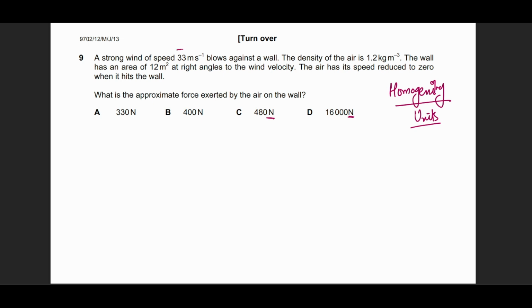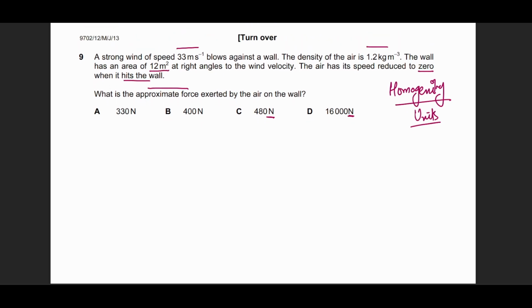Now, it tells me that the wind speed is 33 meters per second, and it reduces to zero when it hits the wall. The area of the wall is given to you. The density of air is given to you. He wants you to find the approximate force exerted on the wall due to air. You can see that this question is taken from May-June 2013, paper variant 1-2.